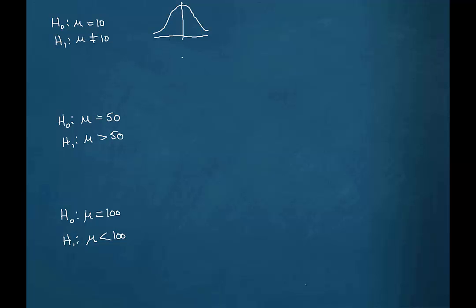So we're hypothesizing that the population has a mean that is equal to 10. And we're going to test whether or not it differs from 10. If it's not 10, well, less than 10 or bigger than 10 is not 10. So this would be a two-tailed test. We would have some critical values here.